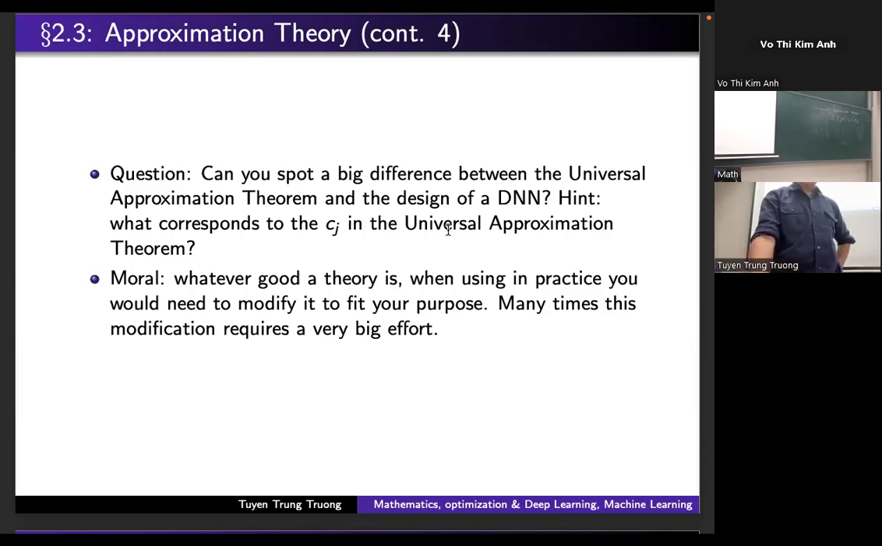So we see that the universal approximation theorem says it's very good: you only need 2 layers and you can approximate everything. But in practice you need to use more layers. It means that whatever theory you have, you need to test it against reality to see what is good. It's not just theory. Theory is good, but when you apply it, maybe you need to modify it. You need to do a lot of things.